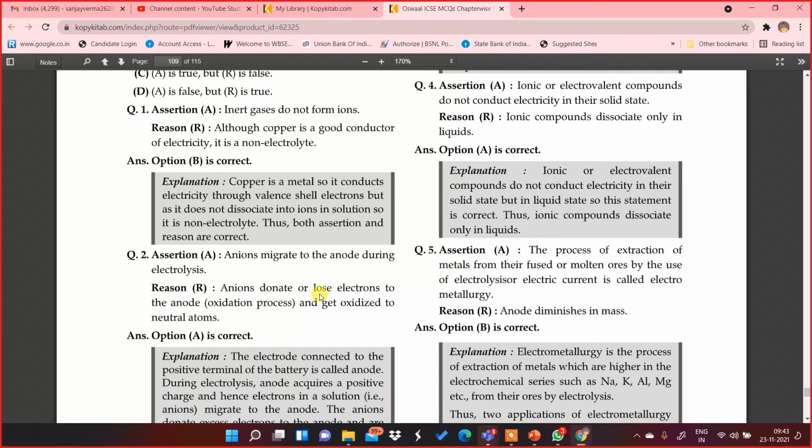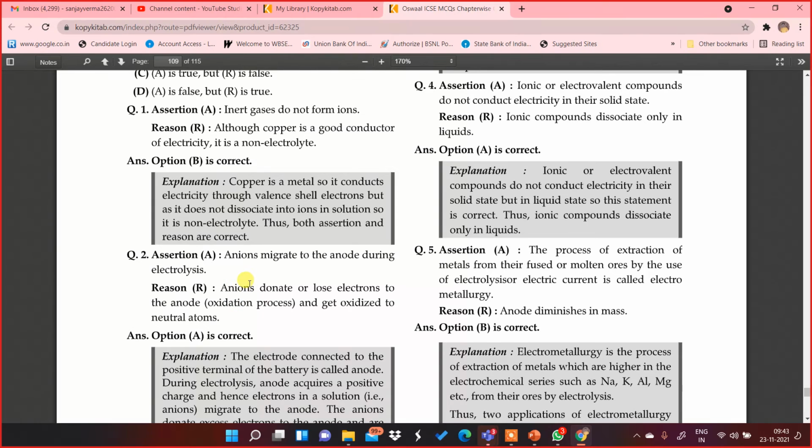See, anions are carrying negative charge. Of course, they will lose electrons to whom? To the anode, where the oxidation process is happening. And the anions get oxidized to neutral atoms. So this A and R, both are true.